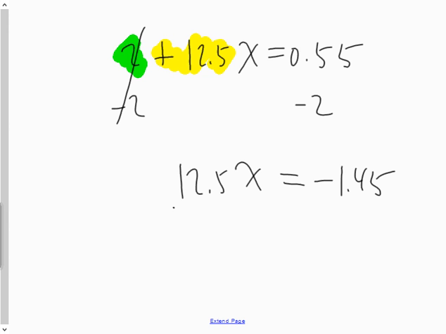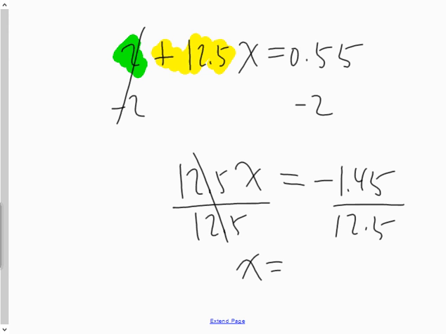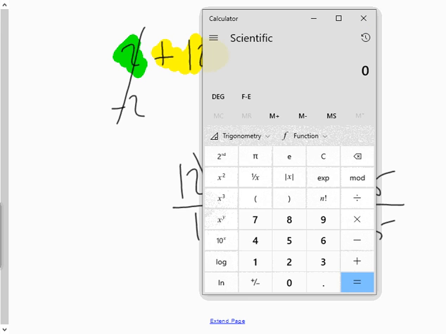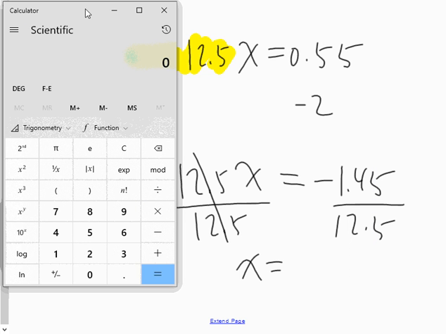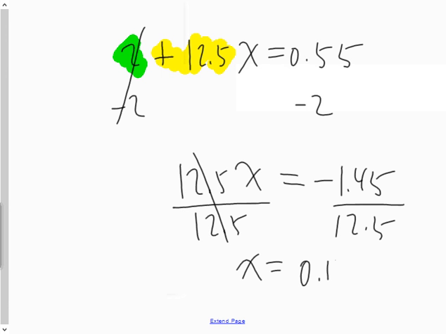Once you have that, divide both sides by your coefficient, and x will equal, I guess I need my calculator after all, x will equal 1.45. If you want to put the negative sign, go ahead. Divided by 12.5, and your answer will be negative 0.116.